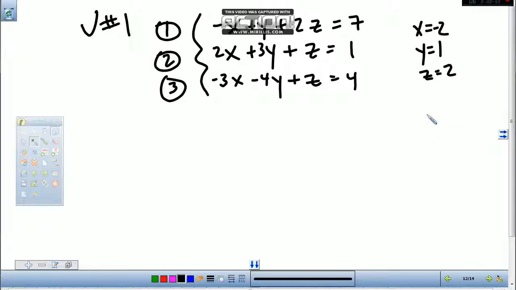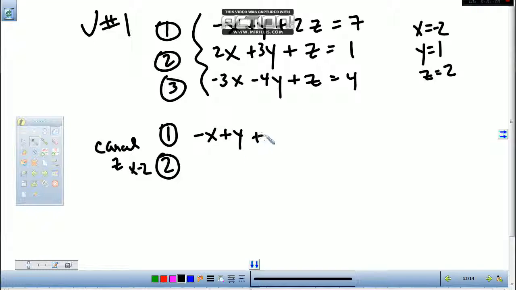Okay, here we go. I told you to choose equations 1 and 2 first, right? You guys decided we were canceling Z. All right, so to cancel the Z, how do I get these two to cancel? Good, so equation 2 I'm going to multiply by negative 2. So I'm going to leave 1 the same. So negative x plus y plus 2z equals 7.